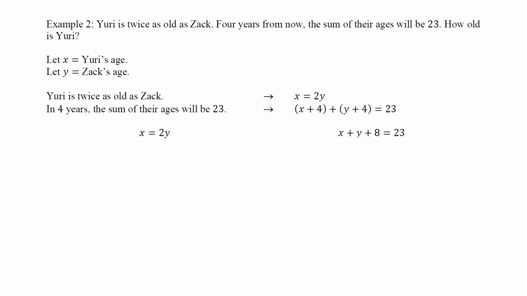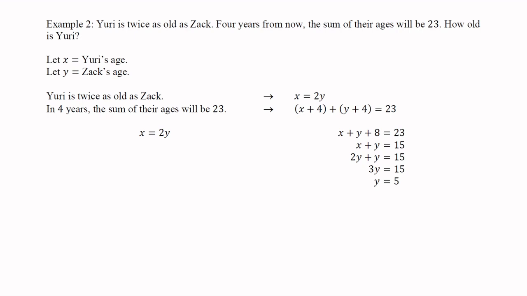We'll use substitution here. So the second equation, x plus y plus 8, because we have 4 plus 4, equals 23. We combine our like terms, and then we subtract 8 from each side, and then we can substitute 2y in for x, because x is already solved for 2y in the other equation. Combine our like terms, we get 3y equals 15, and so divide each side by 3, and you get y equals 5.